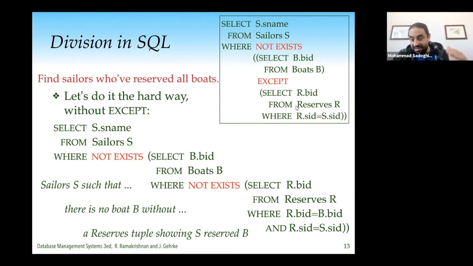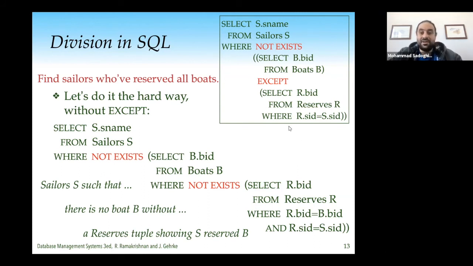If every single boat is reserved, this subtraction results in 0. The not exists becomes true, and that sailor becomes qualified. Even if there is a single boat that sailor did not reserve, say there are 10 boats and that sailor reserved only 9 boats, then 1 boat remains, the not exists will fail, and that sailor will not be qualified.